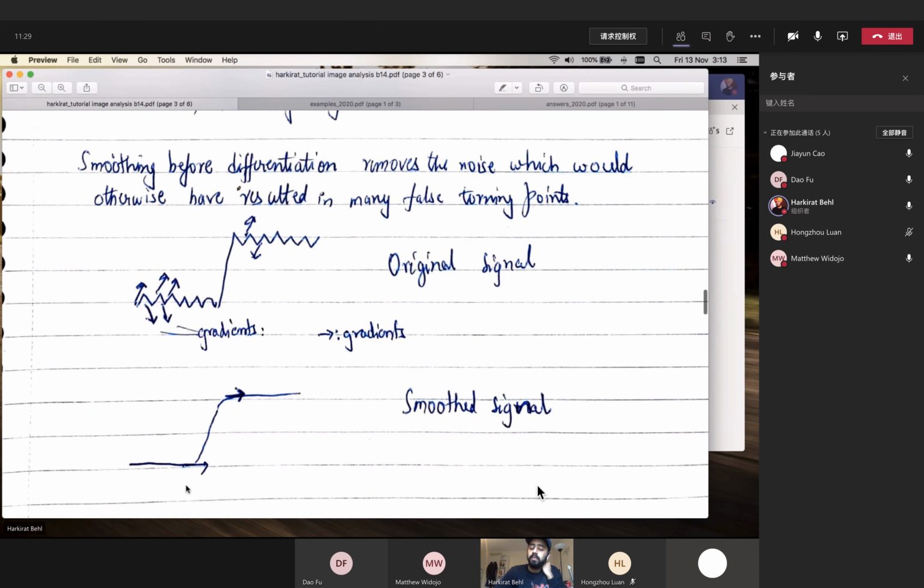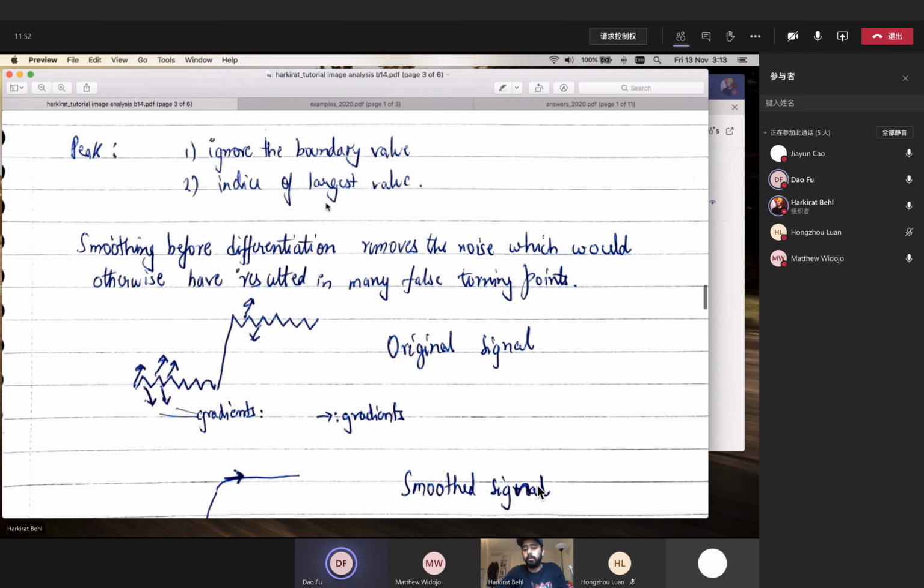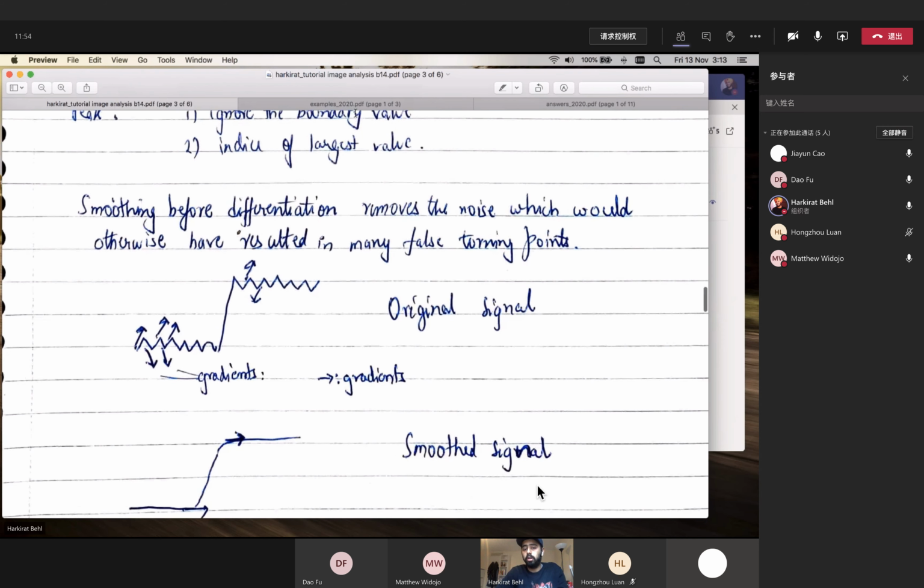But if I smooth the signal first, before taking a derivative, this is how my signal will start looking. And as you can see, there's just one gradient. The gradient might be a little bit different, but the sign will remain the same, and you won't have a lot of turning points here, mostly no turning points. The main turning point is just here, which you actually wanted to find. So this is the benefit of doing smoothing prior to differentiation.